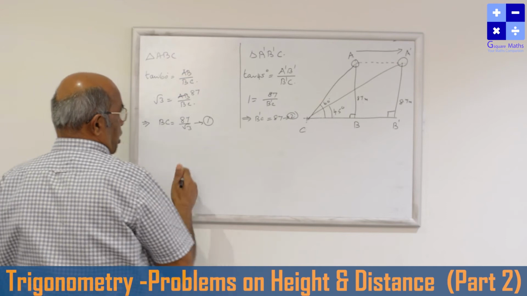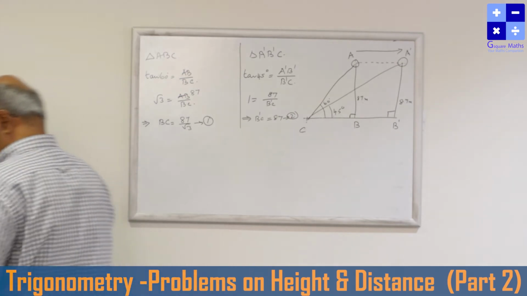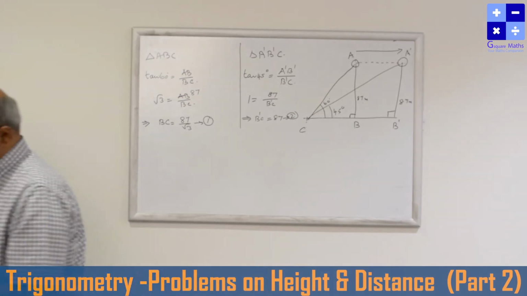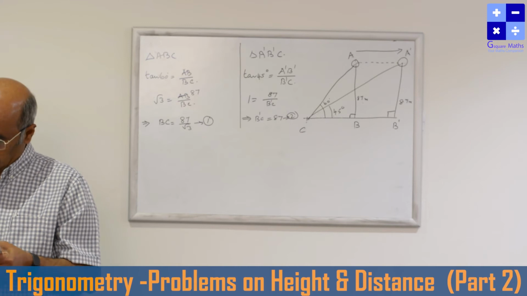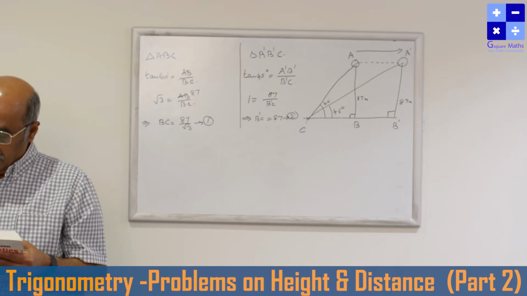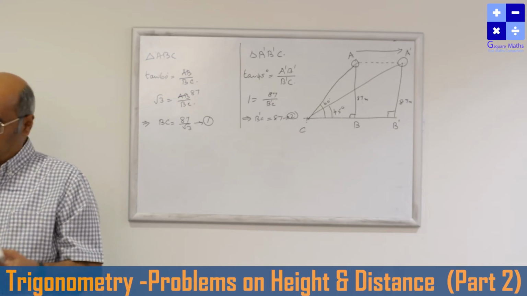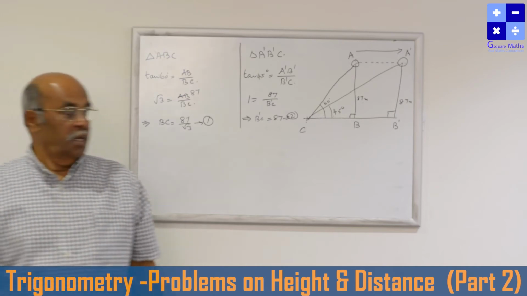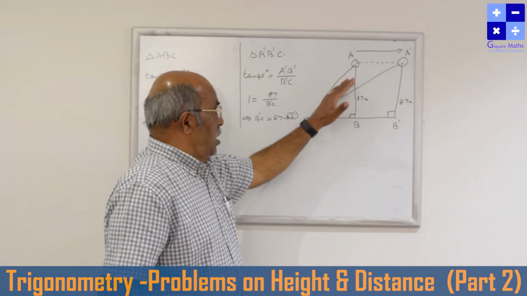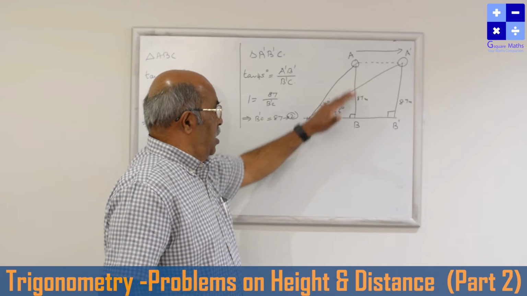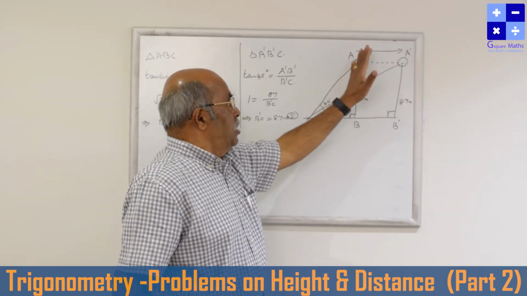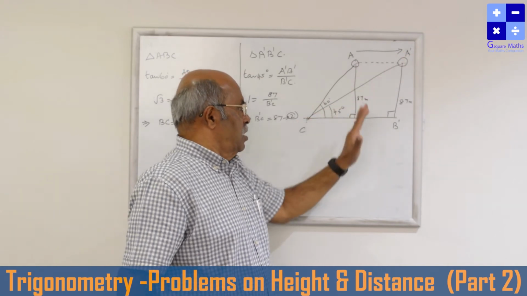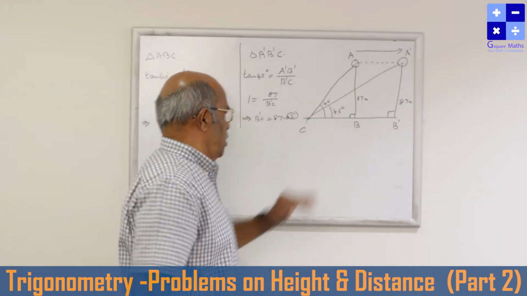What you are asked to find out is how far the balloon moves. The question is, find the distance travelled by the balloon during the interval when the angle of elevation comes down from 60 to 45 degrees. The balloon moves like this, how far it moved. That means A to A dash, we have to find out the distance. That is, we have to find out B B dash.